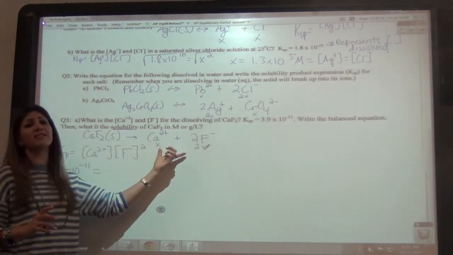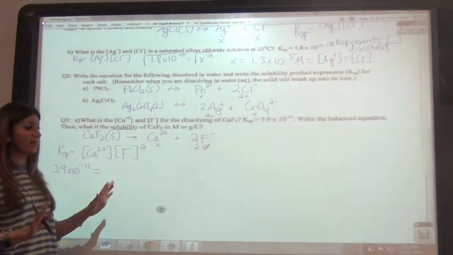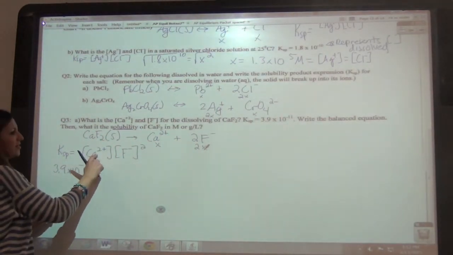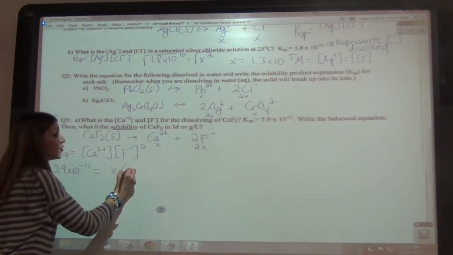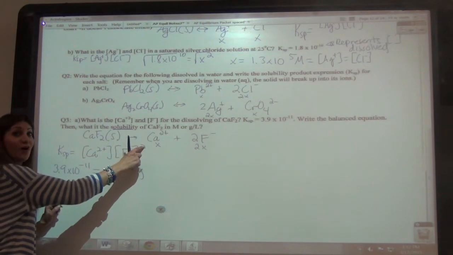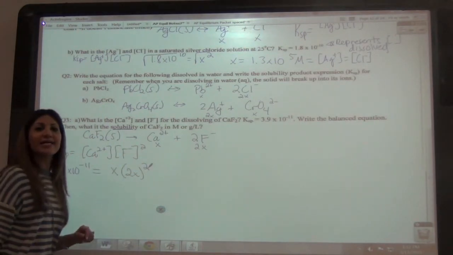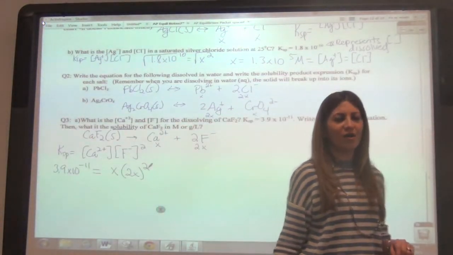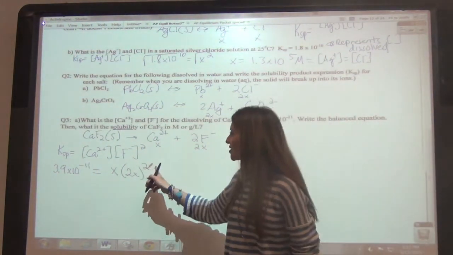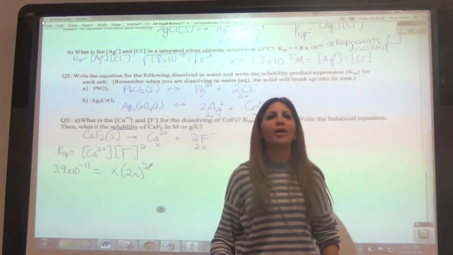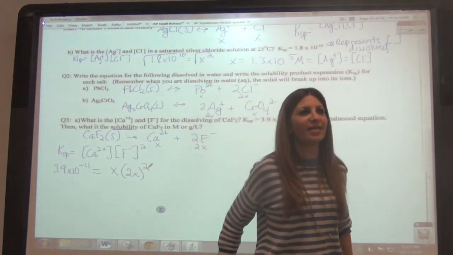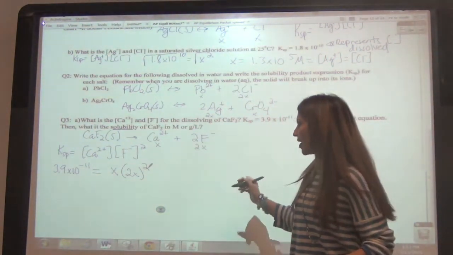Again, if they gave me the concentration of one of them, I would not be using X, but they didn't. So in this case, I'm going to call this X. What are you calling F minus? 2X. Don't forget to do this also. Squared. Here's where most people go wrong. Okay? When I ask you what this is, simplify this, put it all together. What is that equal to? Take a second before you answer because I want you to answer correctly.